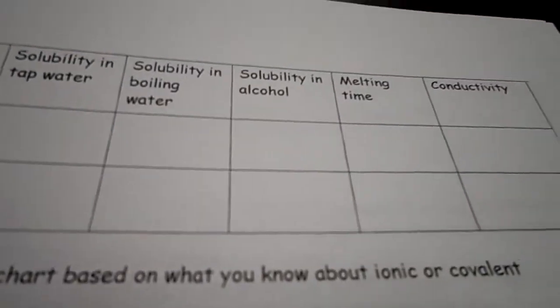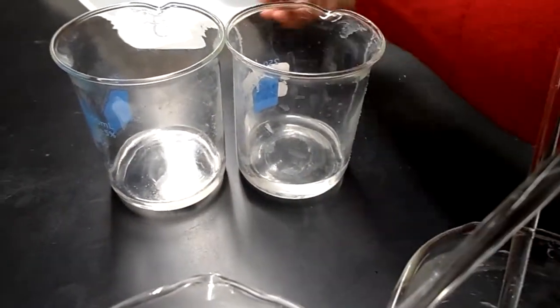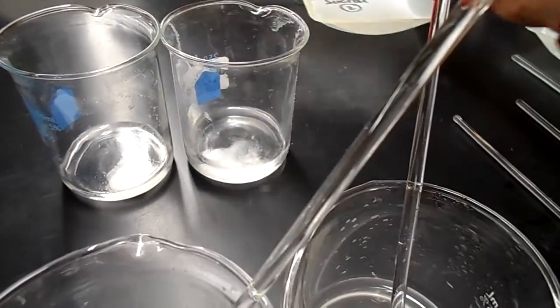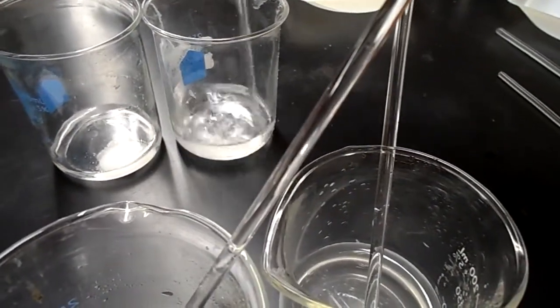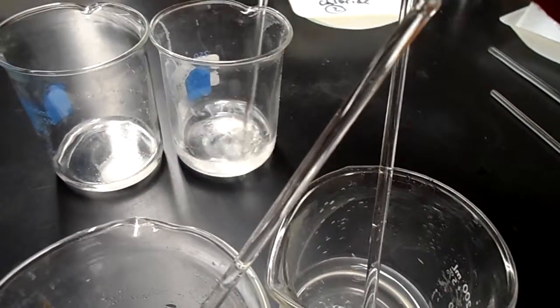Okay, now while that's still dissolving, I'm actually going to jump to the third part of your chart, which is solubility in alcohol. So here I have alcohol, and I will do the exact same thing. I will put sucrose in one, salt in the other, and then let them attempt to dissolve.